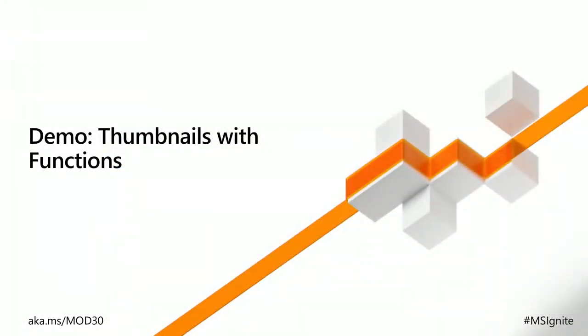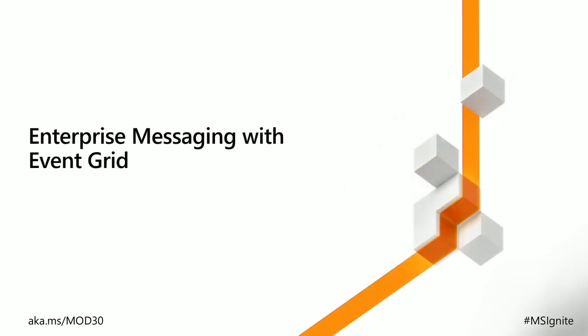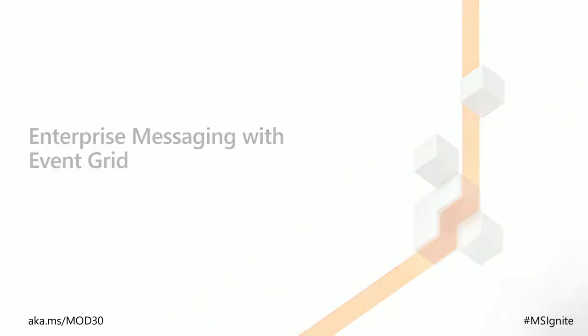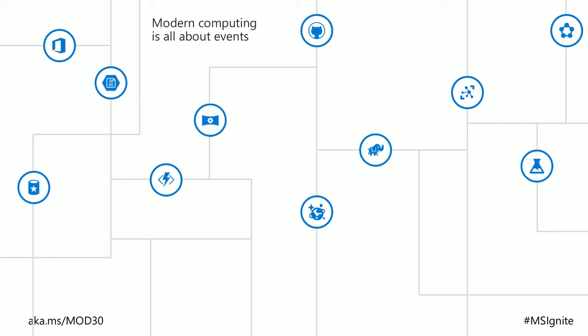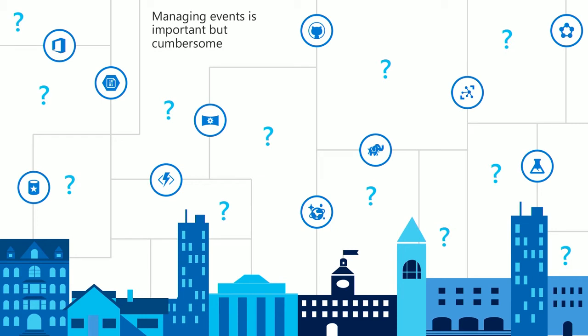So, enterprise messaging with Event Grid. Modern computing is all about events. Events can be important and cumbersome. I remember this personally myself many years ago.